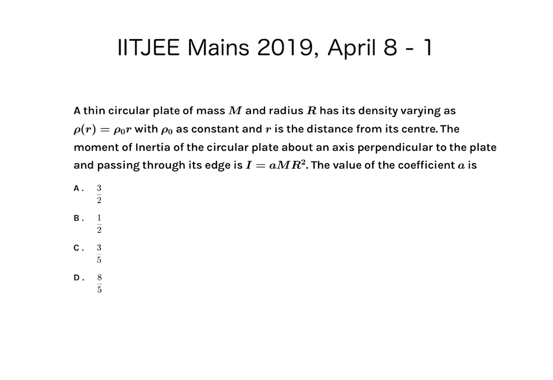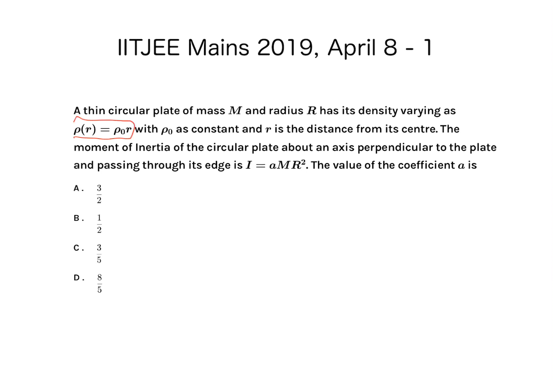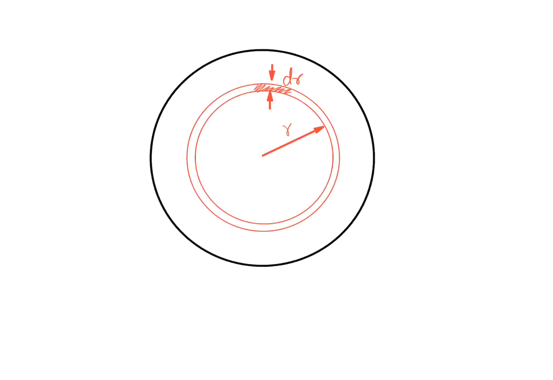Okay, so let's understand the question first. I have a disk whose radius is capital R. Now inside this disk I take a thin element of radius r. The thickness of this element is, let's say, dr. The density here is changing linearly with r. So as I increase the value of r, the ring will have greater and greater mass. Density will also be increasing.